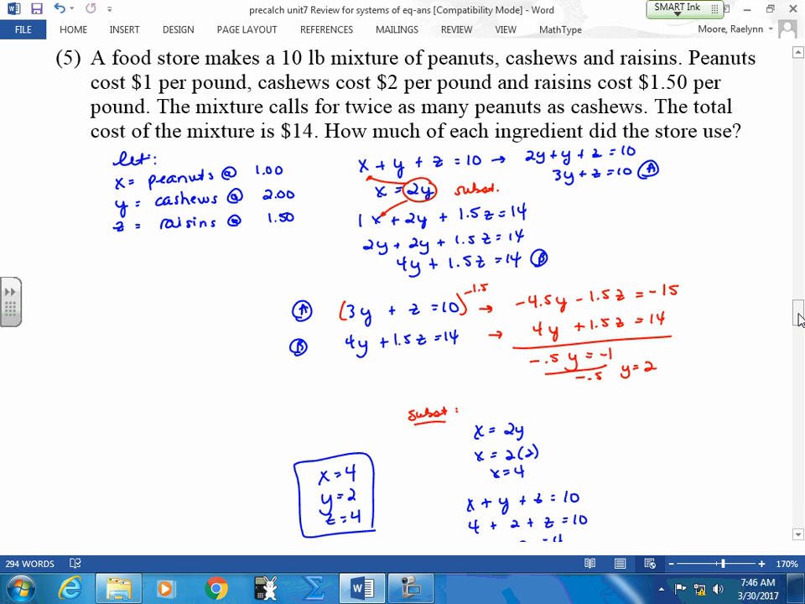Did we get one? Yeah. Anybody not get this? Okay, let's work out these equations.